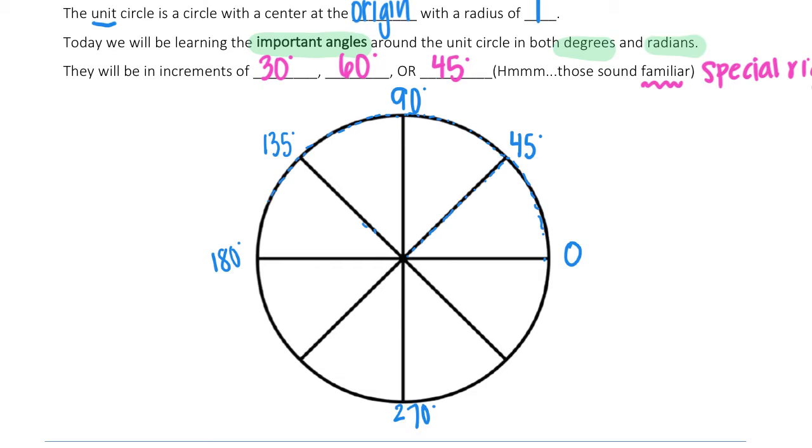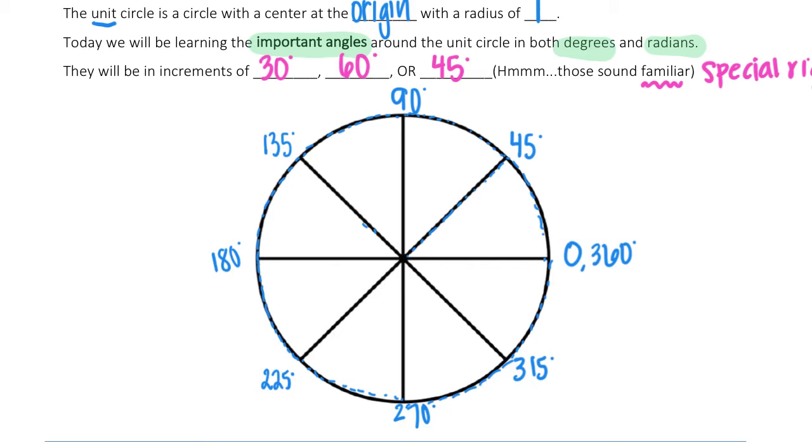If we keep going around, 135 plus 45 gets us to 180. 180 plus 45 gets us to 225. So 225 is another key unit circle angle. Add 45 again, you get to 270. Add 270 plus 45, we get to 315 degrees. And then if you add 45 one more time, you would get to 360 degrees. Now, that is all your unit circle angles in 45-degree increments, in degrees, obviously.